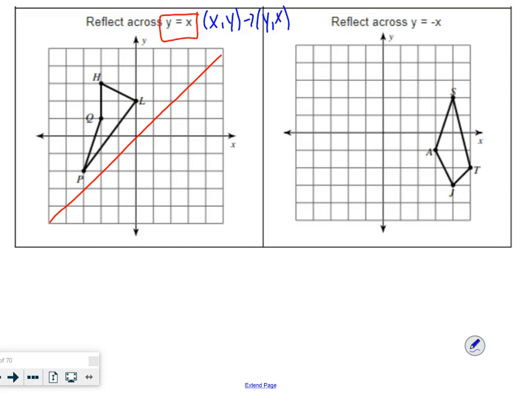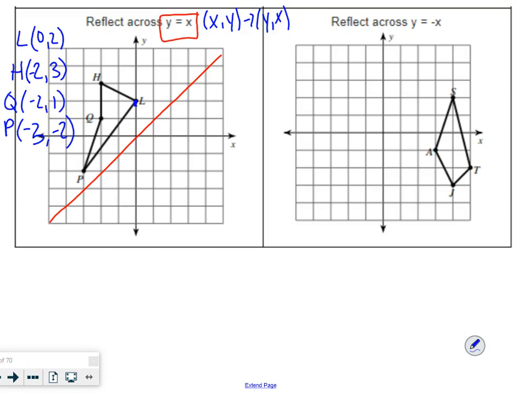So first off, we have to write coordinate points. So the coordinate point for L is 0, 2. The coordinate point for H is negative 2, 3. Coordinate point for Q is negative 2, 1. And then the coordinate point for P is negative 3, negative 2. So there's your coordinate points.